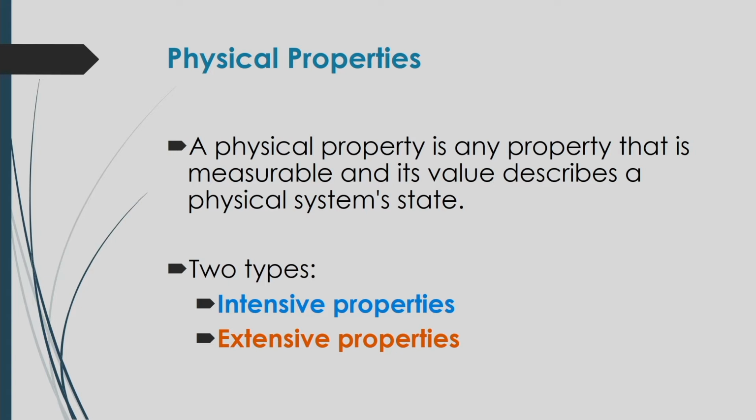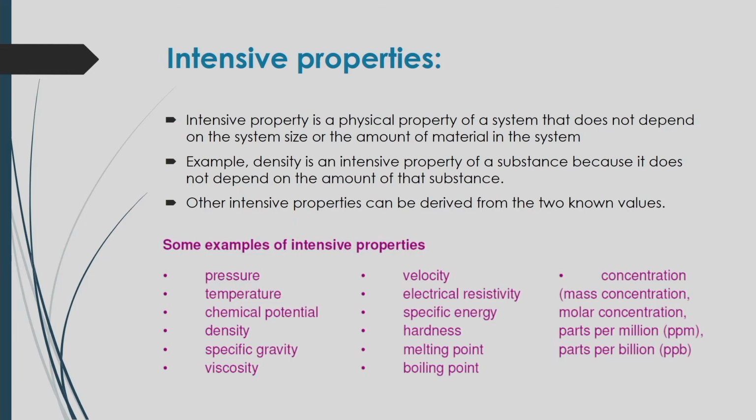Now, there are two types of these physical properties: one is intensive properties and the other is called extensive properties. Now, what are intensive properties? Actually, intensive properties are defined as a physical property of a system that does not depend on the system size or the amount of material in the system.